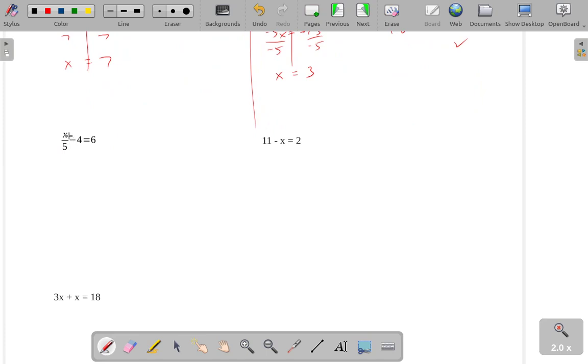On this one, we're dividing by 5, then subtracting 4, and the ultimate result here was 6. So to undo these, I'll add 4 to both sides first. X over 5 equals 10. Then I want to undo the division, undo dividing by 5 by multiplying both sides by 5. We get x equals 50.